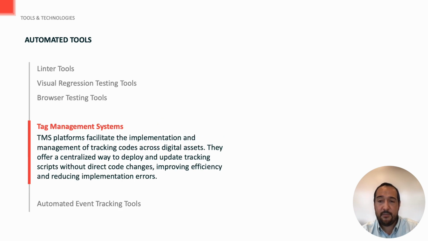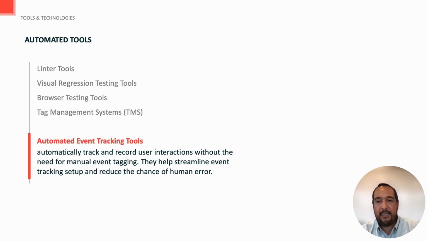Tag management systems facilitate the implementation and management of tracking codes across digital assets. They offer a centralized way to deploy and update tracking scripts without direct code changes, improving efficiency and reducing implementation errors overall. Automated event tracking tools can automatically track and record user interactions without the need for manual event tagging. They help streamline event tracking setup and reduce the chance of human error.